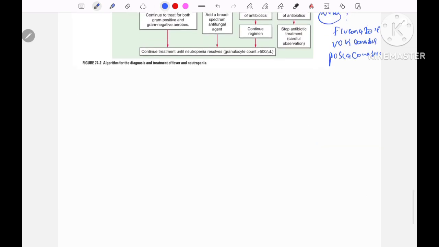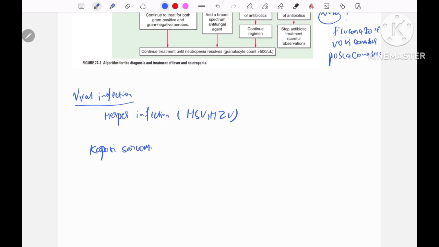Now let's talk briefly about the viral infections which can occur during febrile neutropenia. The most common infection is herpes infection. In herpes infection, it is most commonly HSV, VZV, and there is one which is the Kaposi sarcoma associated virus. Kaposi sarcoma associated virus is human herpes virus 8. This is one of the most commonly asked viva questions, and we have to know that.